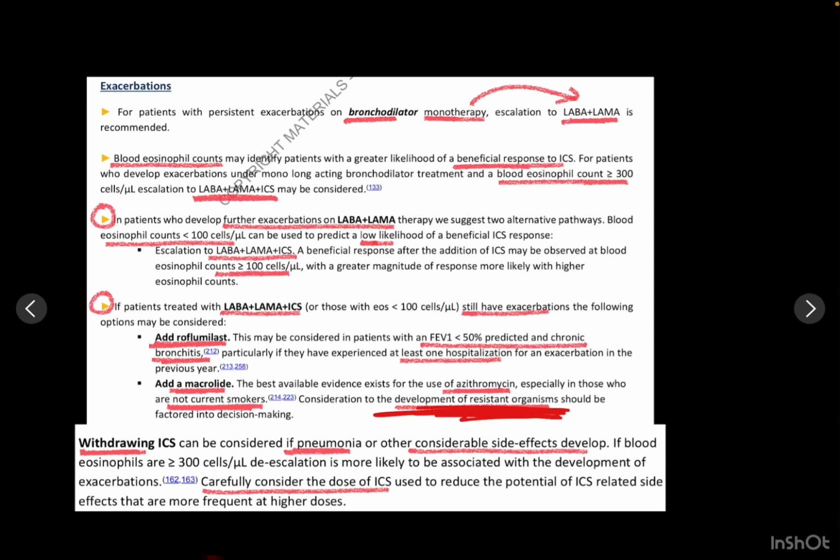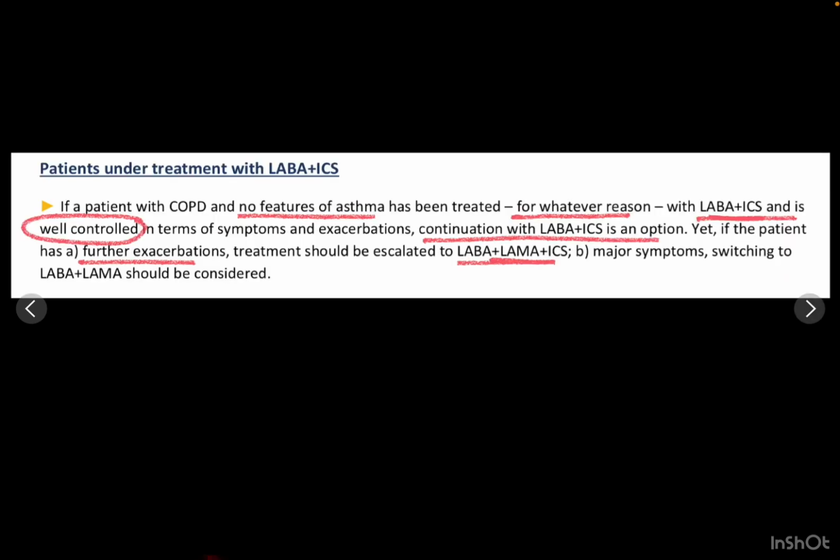Then they are talking about the withdrawal of ICS. Withdrawing ICS can be considered if pneumonia is there or considerable side effects of ICS are there. If the blood eosinophil count is more than 300 cells per microliter, then de-escalation is more likely to be associated with development of exacerbation. Carefully consider the dose of ICS used to reduce the potential of ICS-related side effects that are more frequent at higher doses.